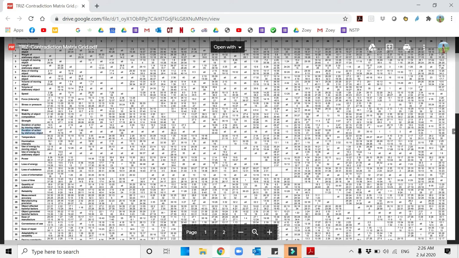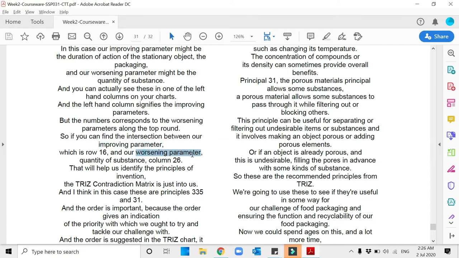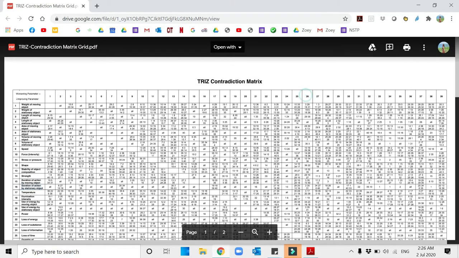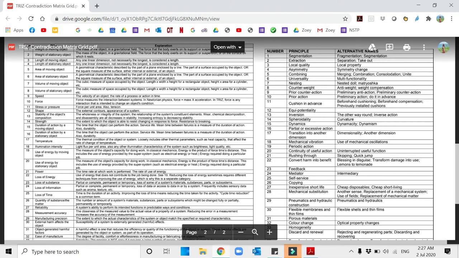That's why we have to improve the duration that the product is held. The worsening parameter is the parameter that could cause problems with the current problem at hand, which is food packaging. They chose column 26. You can go to the second page, and there, 26 is the quantity of substance or matter. Meaning the amount of substance kept in the materials or the goods that is being delivered.